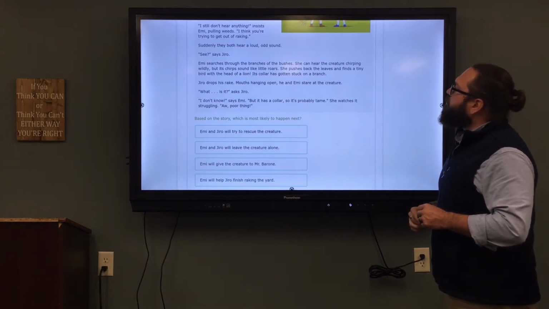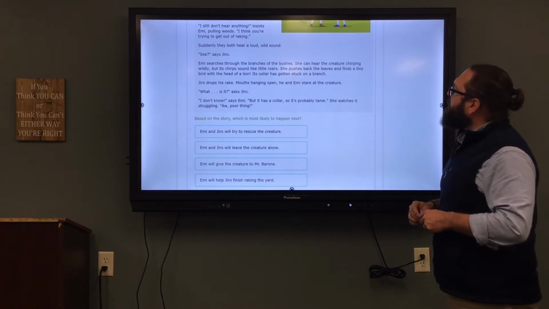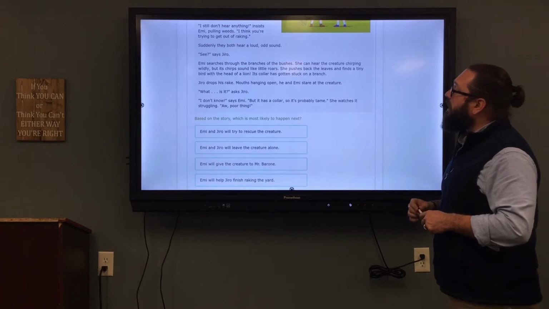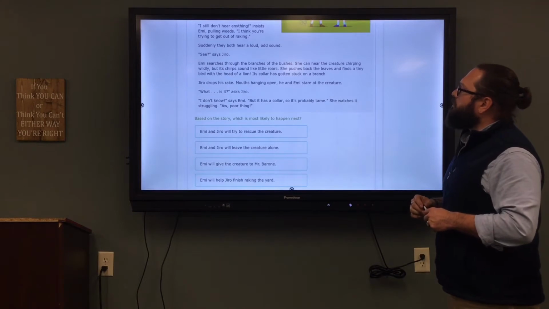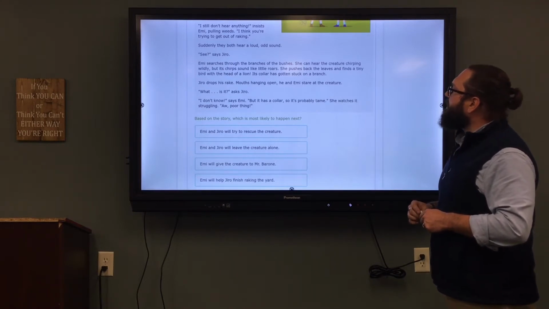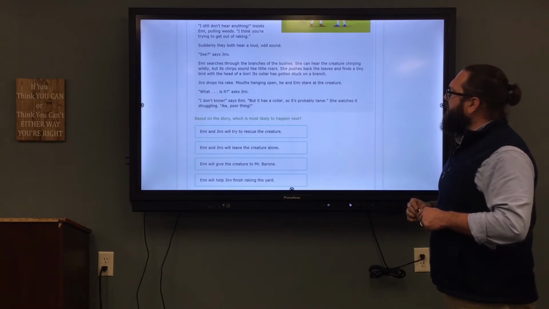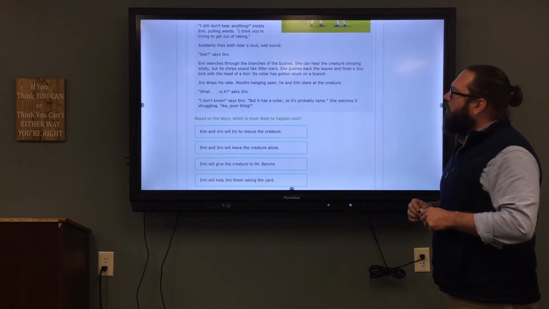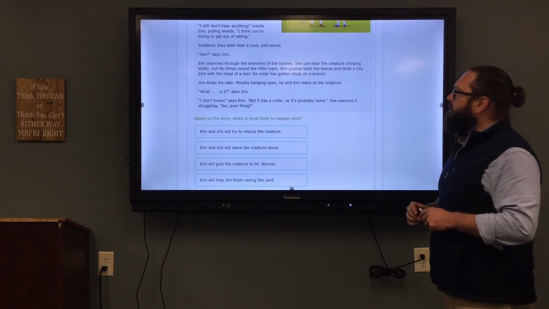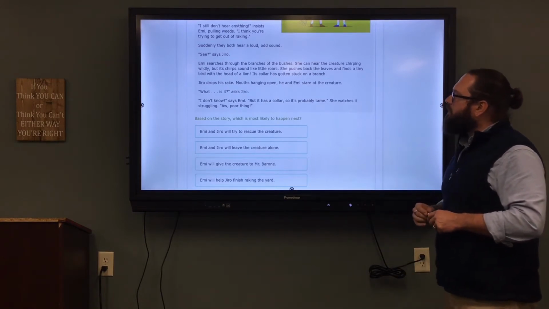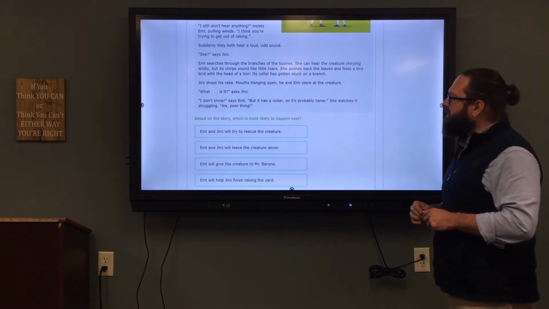Emmy searches through the branches of the bushes. She can hear the creature chirping wildly, but its chirps sound like little roars. She pushes back the leaves and finds a tiny bird with the head of a lion. Its collar has gotten stuck on a branch. Jiro drops his rake. Mouths hanging open, he and Emmy stare at the creature. "What is it?" asks Jiro. "I don't know," says Emmy, "but it has a collar, so it's probably tame." She watches it struggling. "Aw, poor thing." So based on the story, which is most likely to happen next?